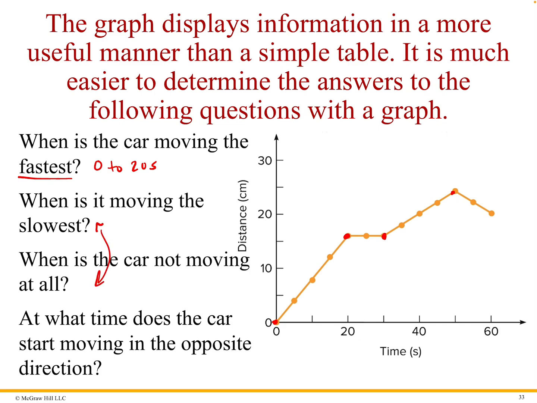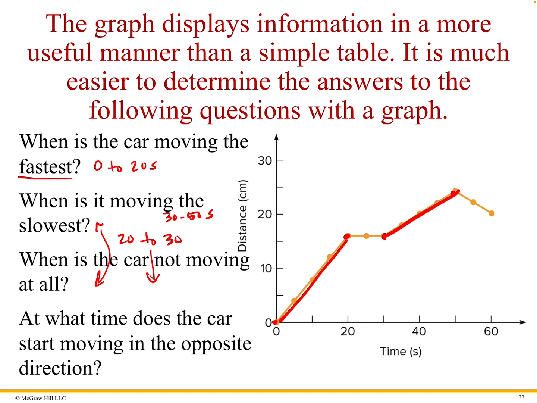So these you could kind of say are the same. So 20 to 30, obviously it's going the slowest. Or you could say from 30 to 50 seconds, it was going slower than it was initially here.